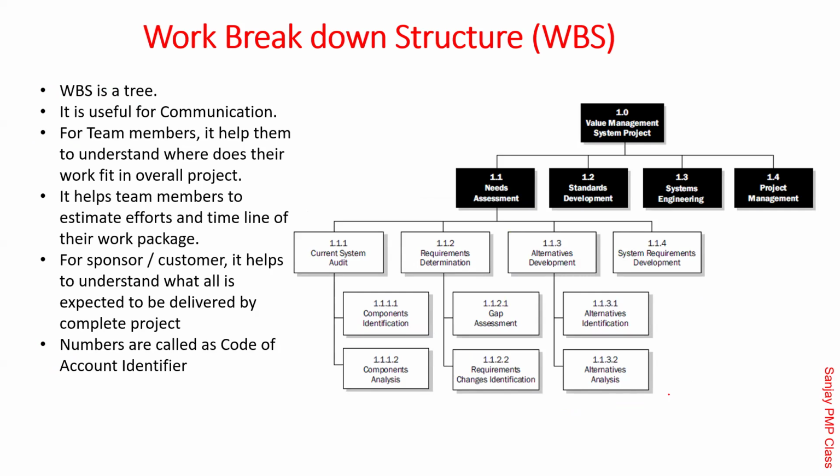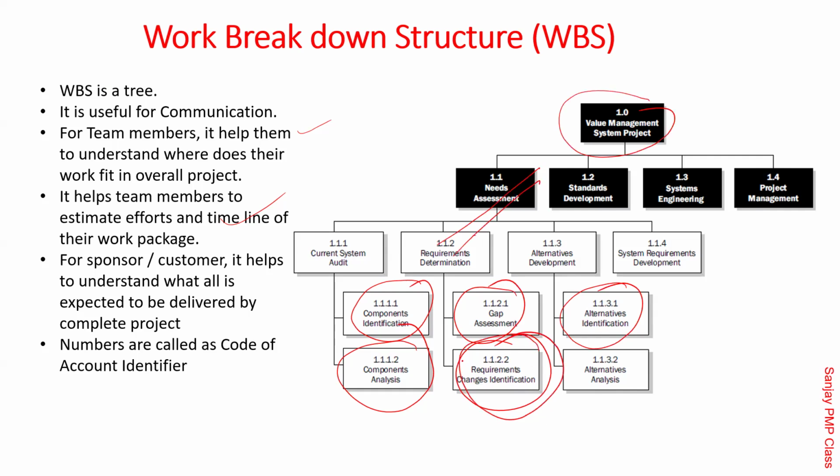WBS is a tree. For the team member, it will help them understand what their work package is. It will help them estimate the efforts. See, the final leaves of this tree are the work packages. These are the leaves, these are the branches, and this is the root. So root to branch to leaf. The leaf is a work package. For the sponsor or customer, it will help them understand what is overall expected, because in one go you get to know. And the numbers are given, the code of account identifier, as I was telling you.